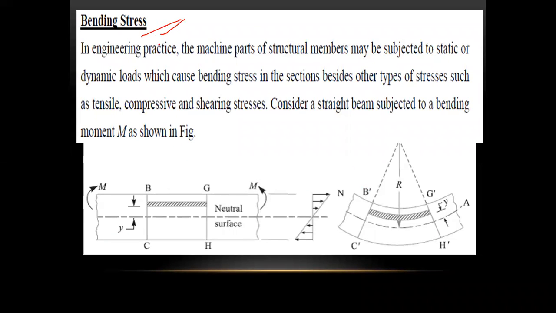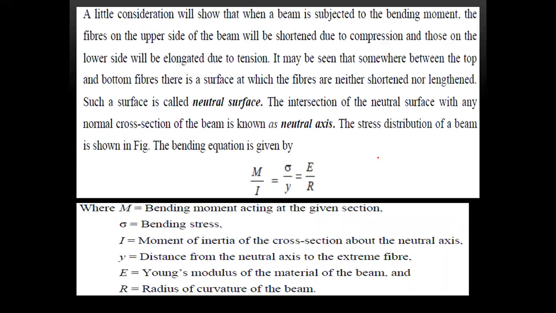So the machine parts or structural members may be subjected to static or dynamic loads causing, besides other types of stresses, tensile stress, compressive stress, and shearing stress. The figure shows all these types of stress. So I will not go into detail. The intersection of the neutral surface with any normal cross section of the beam is known as the neutral axis.